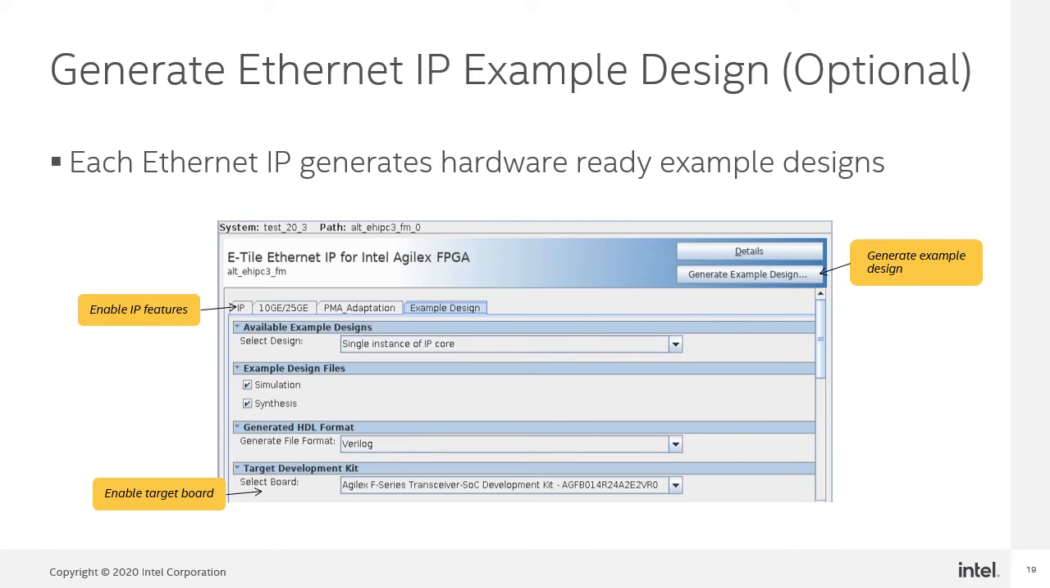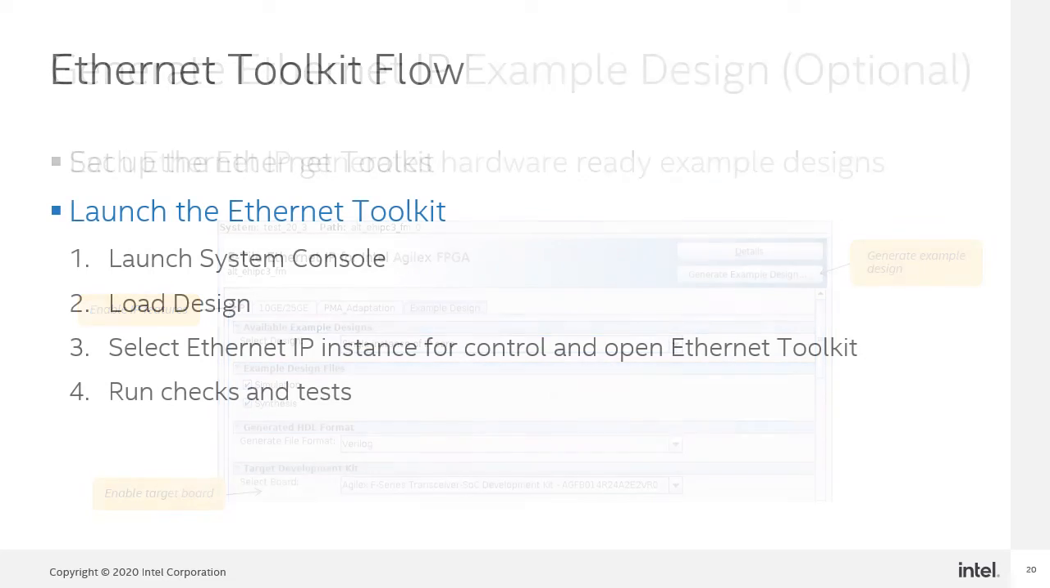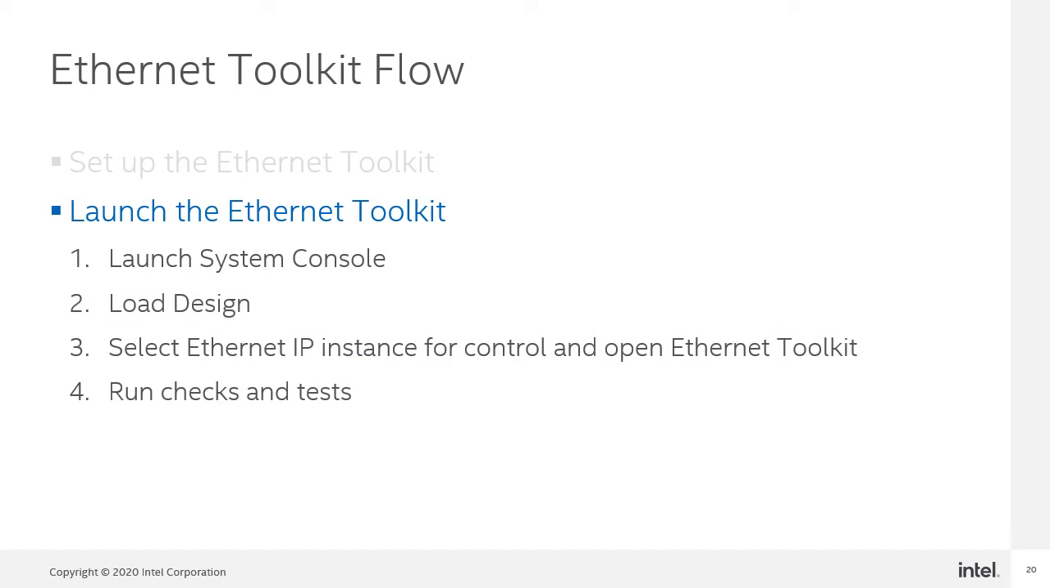Go to the Example Design tab, choose Simulation versus Synthesis or both, select the design language and the target development kit. If your development kit is not listed, then the tool will still generate an example design, but you would be responsible for setting the right part number and pinouts. Finally, click on the Generate Example Design button at the top of the window.